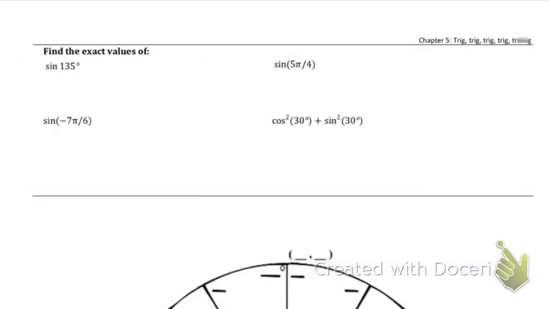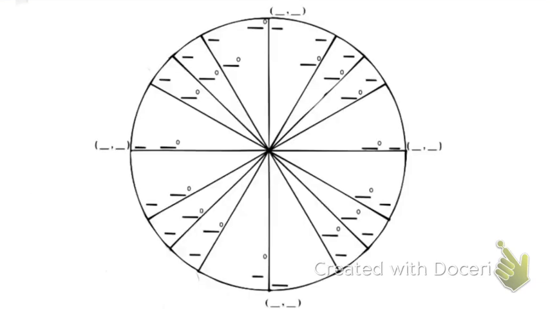All right, find the exact value of these. All right, so now we have to fill out kind of our full unit circle. So we're going to go ahead right now and fill out our full unit circle with degrees, radians, and all of our x, y values. So let's start with degrees. Degrees should be the fast one.